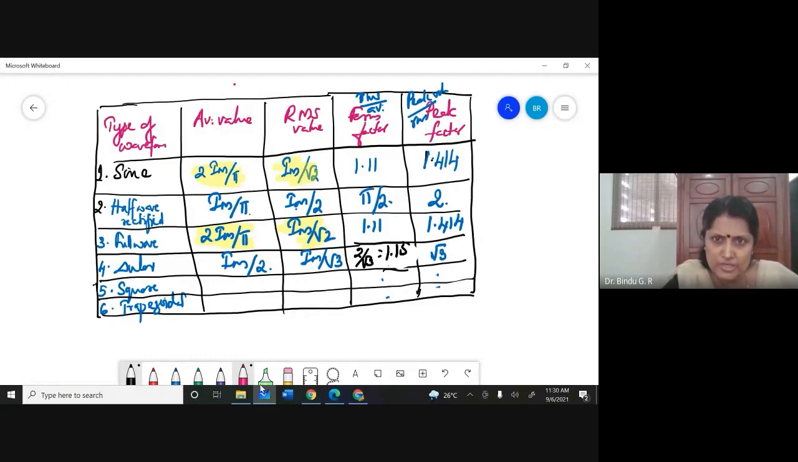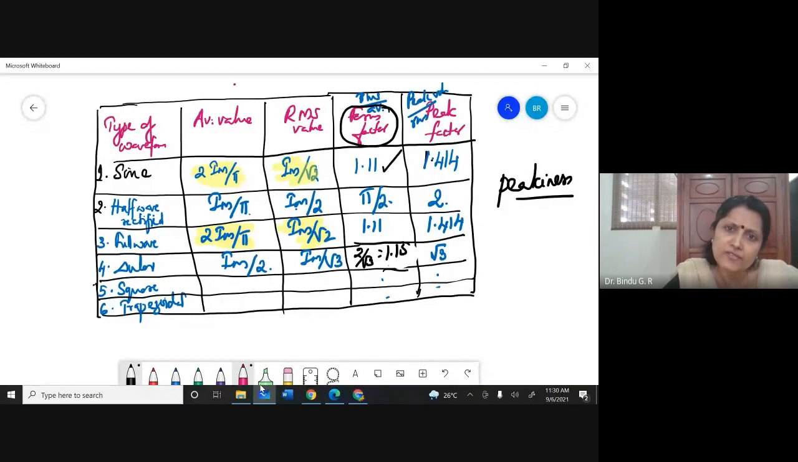Now, what I wanted to tell you is that form factor is a measure of the peakiness of the wave. See, a sine wave has a form factor of 1.11 only, whereas a triangular wave, as you know, is very peaky, very sharp, and has a form factor of 1.15, which is greater than 1.11. So form factor is a measure of the peakiness of the wave.